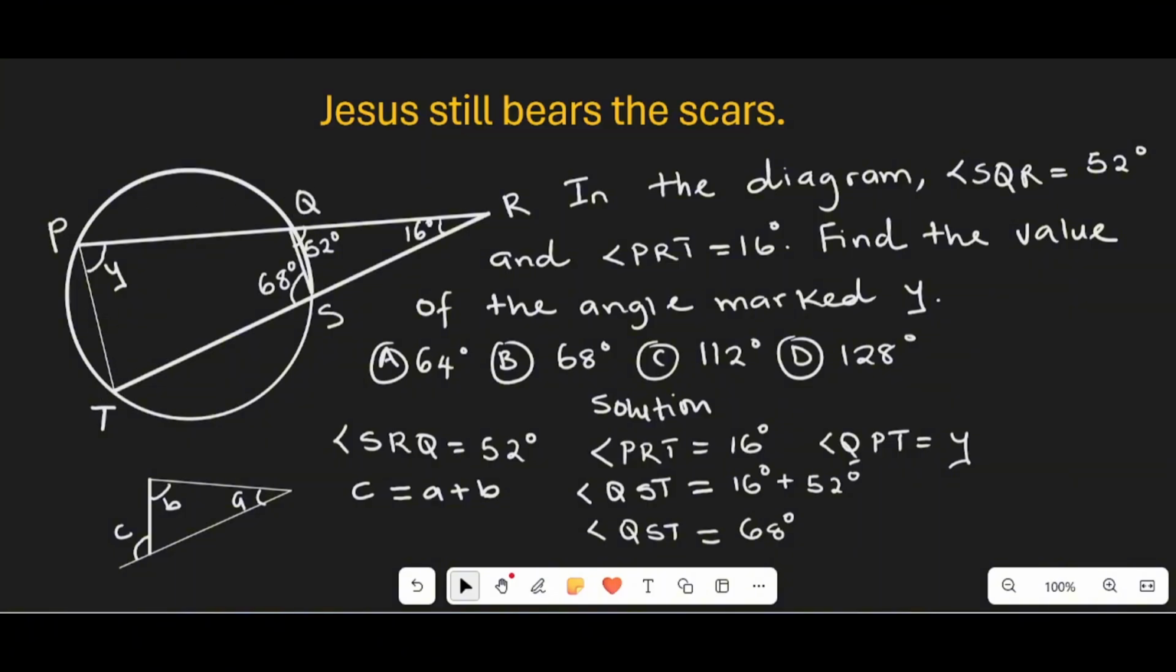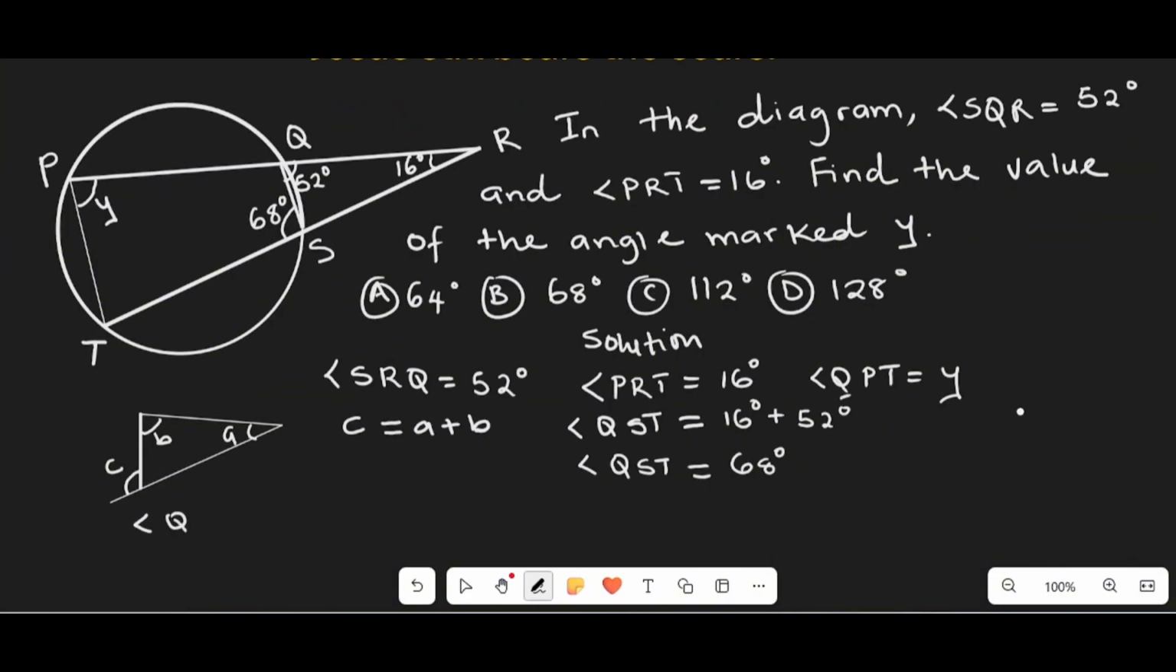Let us consider this cyclic quadrilateral QPTS. In a cyclic quadrilateral, the sum of opposite angles is equal to 180 degrees. That means that angle QPT plus angle QST are equal to 180 degrees.